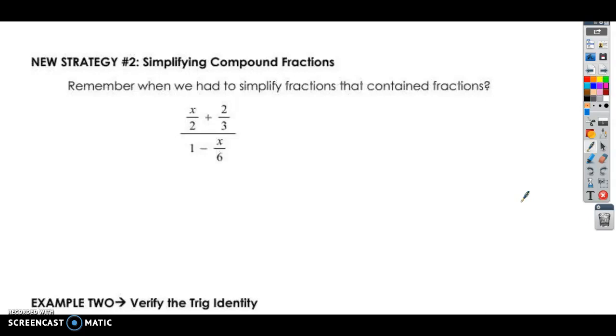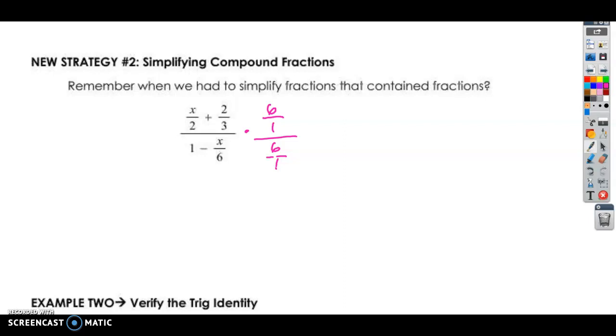So strategy number 2. Remember when we had to simplify fractions that contained fractions? I think one of the easiest things that we're going to use right now is to get rid of the fractions. And the way we can do that is multiply through by a multiple of both of the denominators. In this case, 6. So if I multiply by 6 over 6, I can't just multiply by 6 because then I'd be changing the value of the expression.